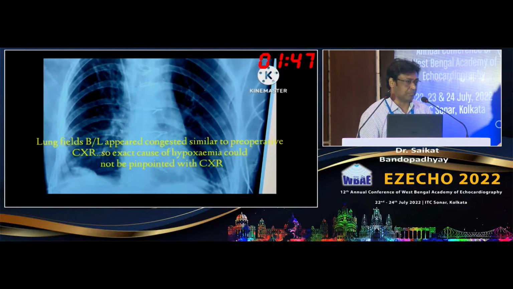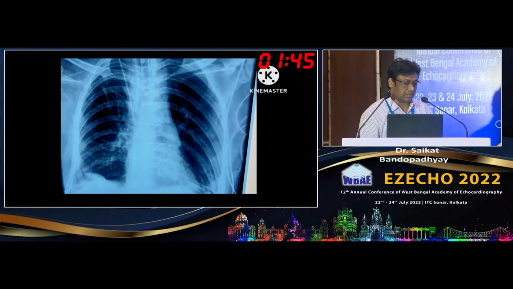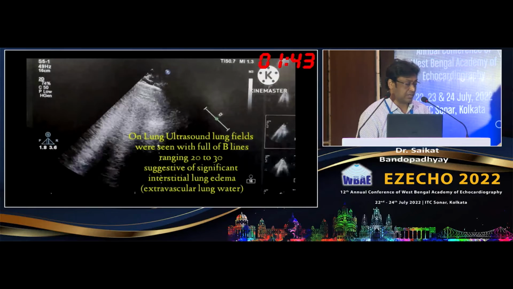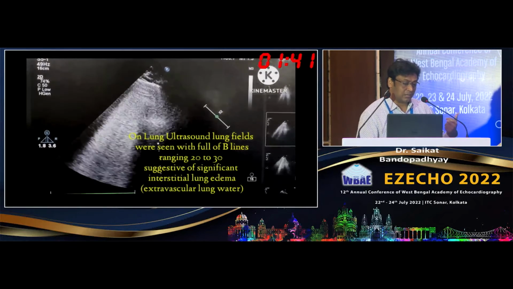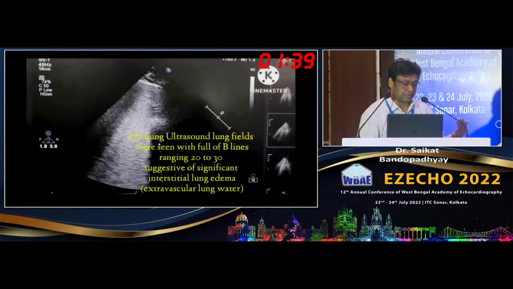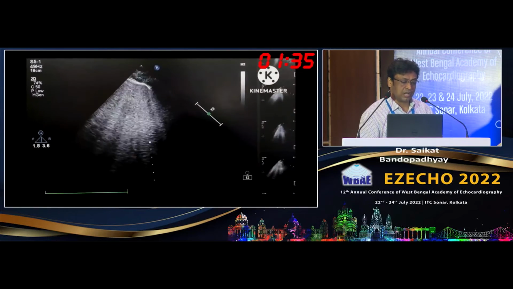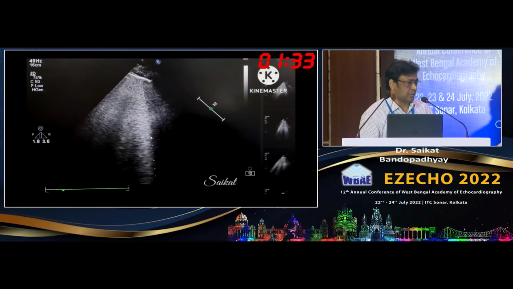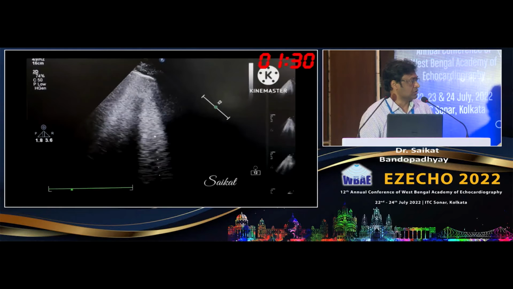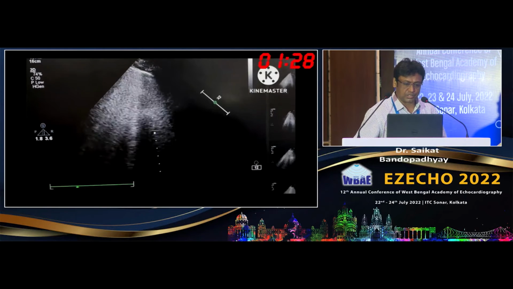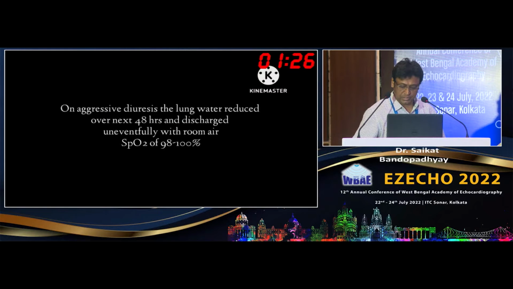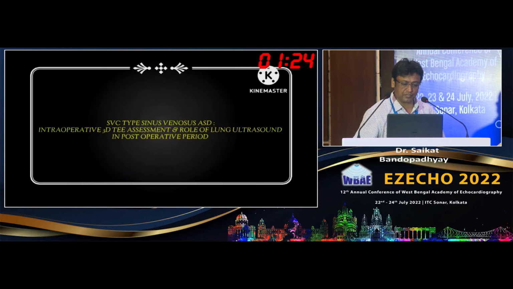So he did a CT PA, which again showed no problem with the pulmonary veins. So I did an ultrasound. On the lung ultrasound, there were full of B lines, 20 to 30 B lines, suggestive of extravascular lung water. So we diuresed the patient for the next 48 hours. The patient was discharged with a good saturation on room air of 90 to 100%, and the discharge was uneventful.